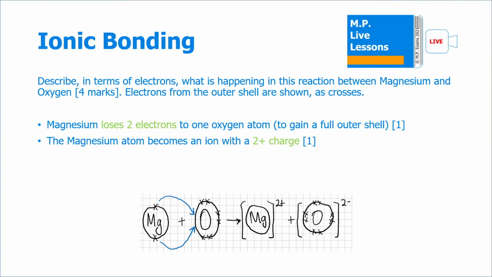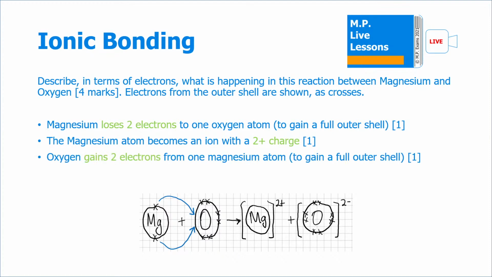Oxygen, the atom, gains 2 electrons from one magnesium atom, again for the same reason, to gain a full outer shell or to become stable. That's the third mark. And finally, the oxygen atom becomes an ion with a 2 minus charge.